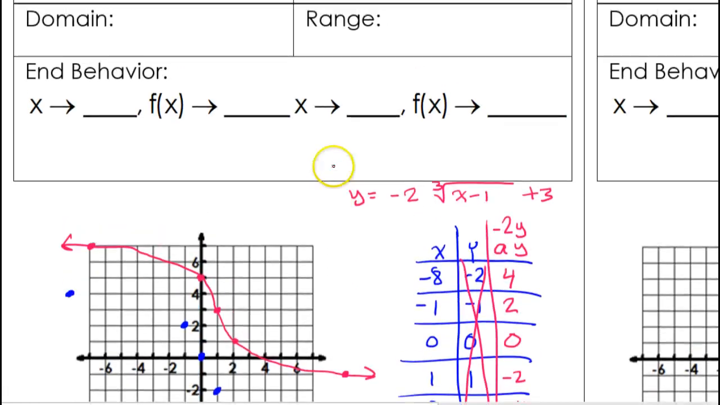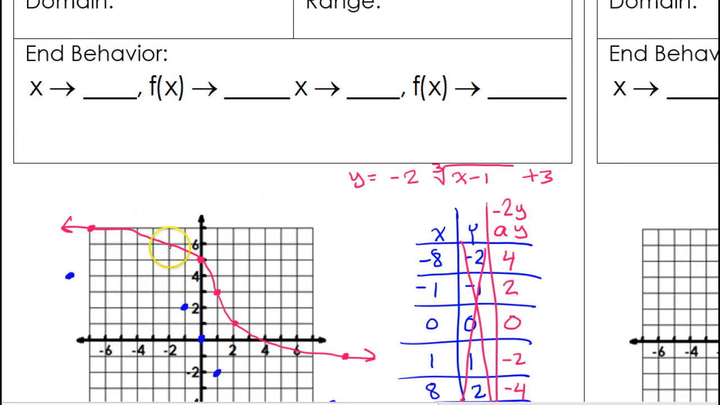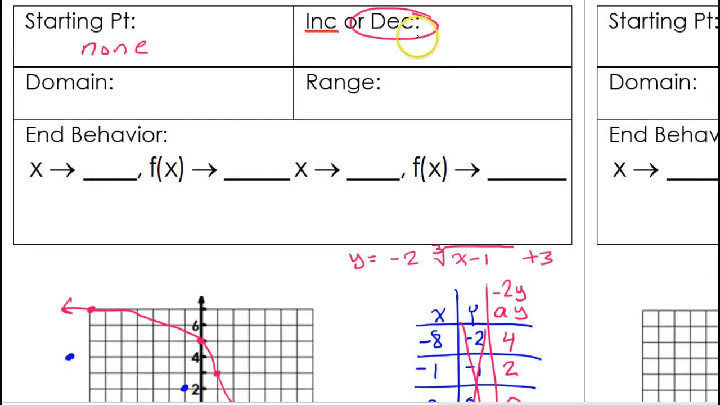Okay, so there you go. And there's no starting point. This graph is decreasing from left to right. It is falling. So that's decreasing. The domain and range, of course, will be -infinity to +infinity. Left and right forever, and it goes down and up forever.